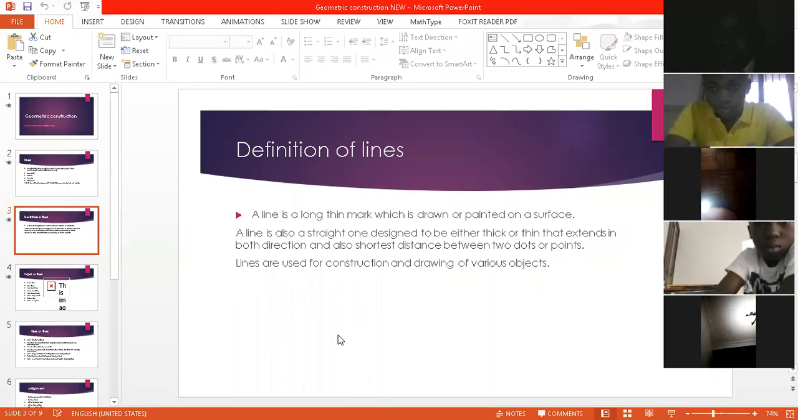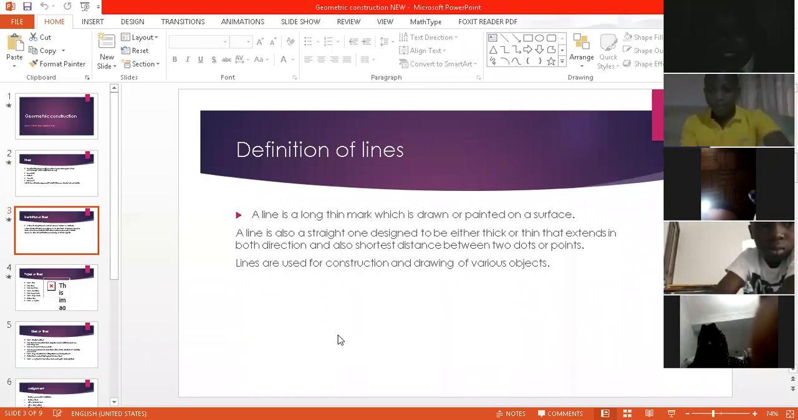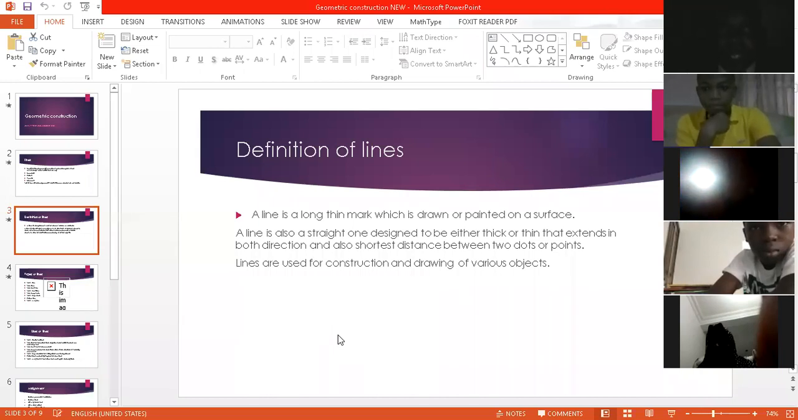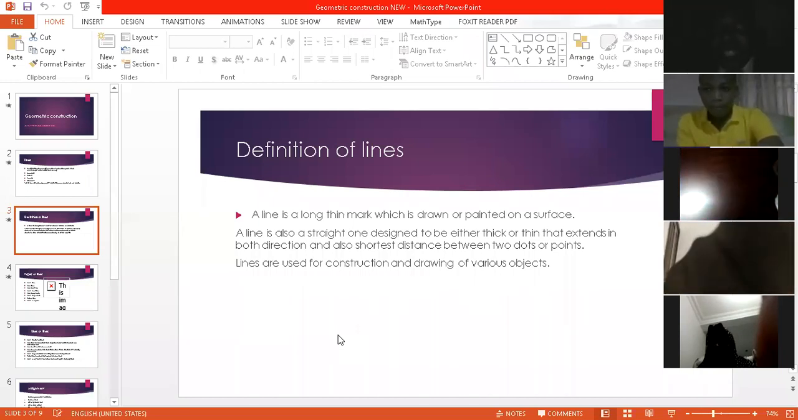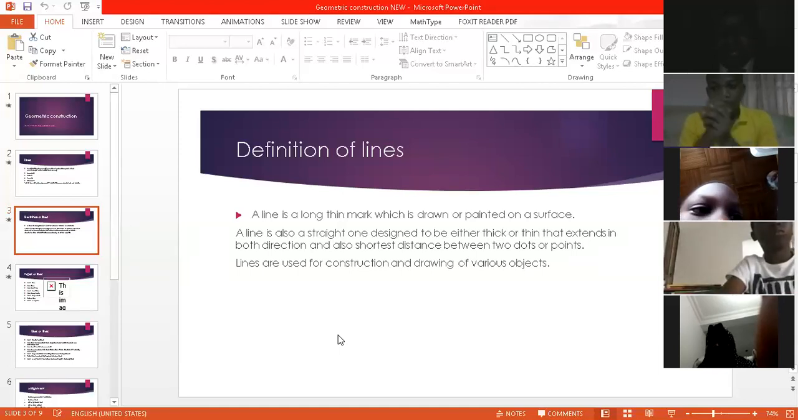If you have two dots on a paper separated by a space, all you have to do is join the two dots together by a single straight line. Construction of a line is very, very simple. Just put two dots on a paper, then join them together. You have a line.